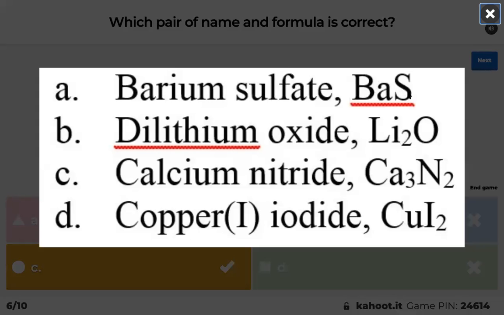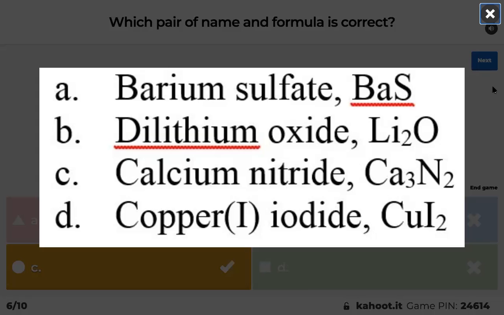So BaS would be barium sulfide. It would end in IDE. And if I had barium sulfate, that would be BaSO4, because it would be a polyatomic ion. So that's wrong because the negative ion doesn't match.